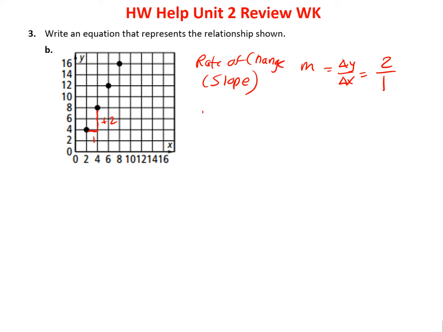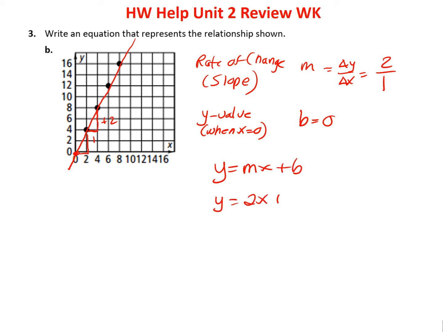Now, what's the y value when x equals 0? Well, what we can do is draw our line here, and we notice that if I use the slope and go backwards, if I go down 2 and over 1, when x is 0, y is 0. It goes to the origin. So that's going to be 0. So now we substitute that into our equation, and we have y equals 2x plus 0. The 0 is extra here, and we can just write y equals 2x. And that's our answer.